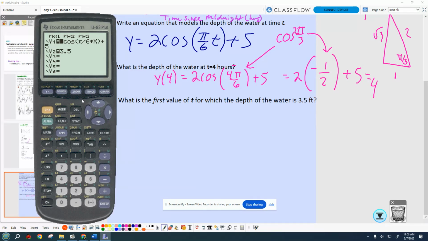So if you have a graphing calculator, we're going to type in the equation y equals 2 times cosine of pi over 6 times, unfortunately, x, because that's the only variable your calculator lets you use. Close the parentheses, and plus 5. Your calculator needs to be in radian mode. Those of you who don't know what I mean, hit this button called mode. And if this is not dark, you need to highlight it so that it is dark.